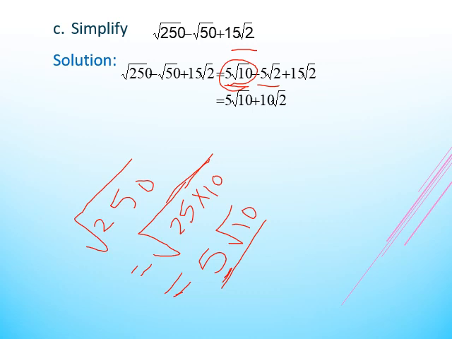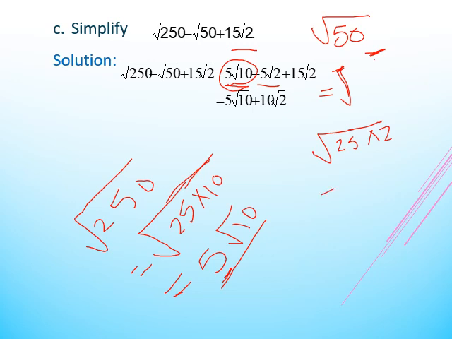It is the same idea, because we can say that root 50 equal to root of 25 times 2. So root 25 equal to 5 and the root 2 remains the same. This is for the second term. And finally, the 15 root 2 will be the same and we can't add it anymore. Here we have two roots that have the same value. 5 root 2 plus 15 root 2, and this will be 20 root 2.